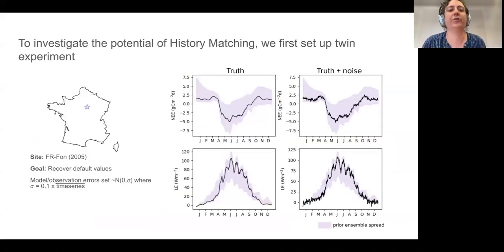I'm going to illustrate this using a twin experiment. So this means that we know what parameters we're trying to achieve at the end, but we have added a little bit of noise to make it not completely perfect. And in purple, we've got the prior ensemble. So when we just perturb the parameters within our range of uncertainties, we get this large envelope, and we want to reduce that to have a better fit.